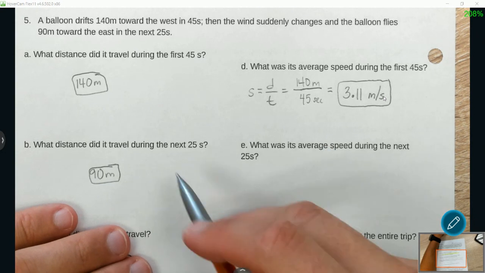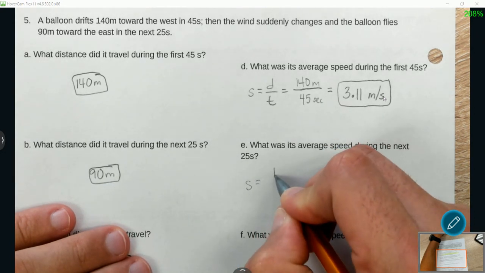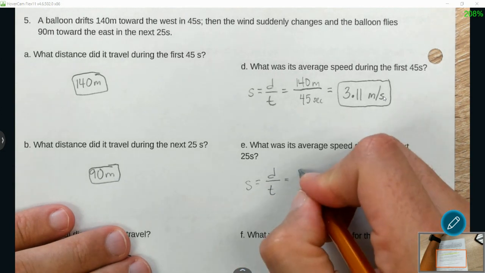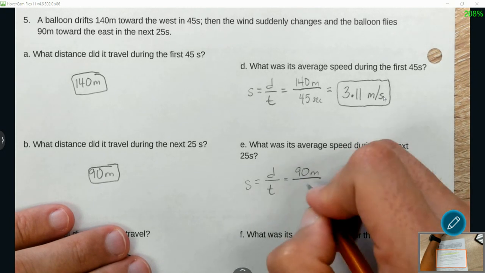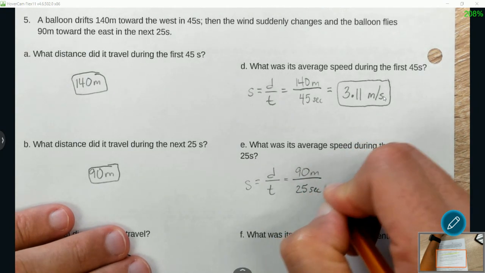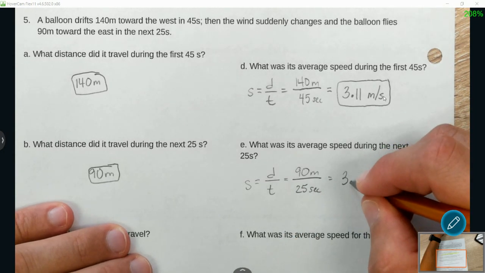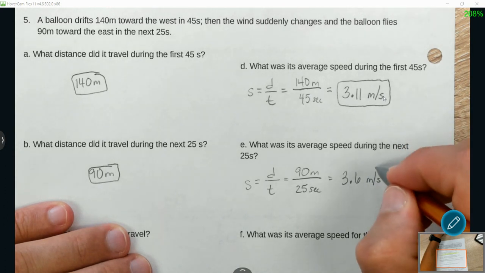All right, well, what is the average speed during the next one? Well, we pretty much do a very similar thing. Speed is distance divided by time. We moved 90 meters during that time, and the time was 25 seconds. Dividing that out in your calculators, you're going to come up with 3.6 meters per second.